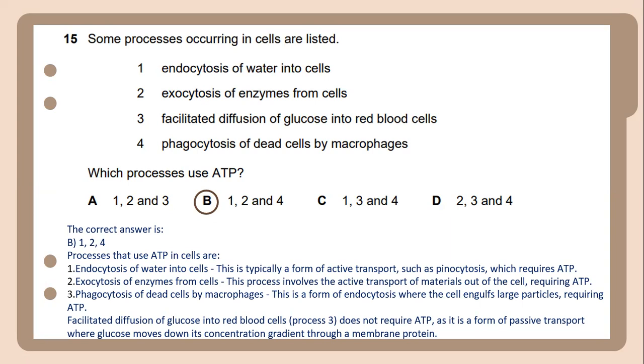And number 4, phagocytosis of dead cells by macrophages is the process. This is a form of endocytosis where the cells engulf large particles, which requires ATP. And facilitated diffusion of glucose into red blood cells, which is process 3, does not require ATP, as it is a form of passive transport where glucose moves down its concentration gradient through a membrane protein. So the answer for the processes that use ATP is only 1, 2, and 4.